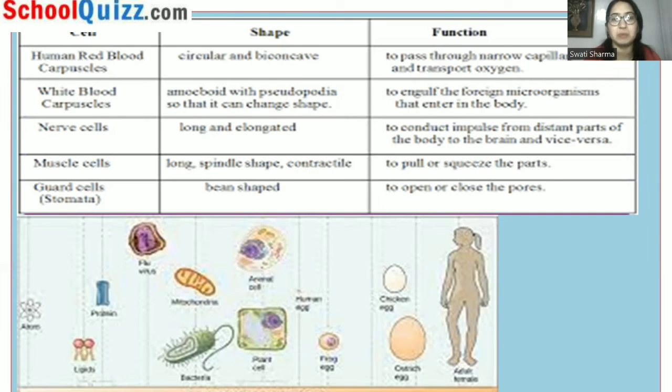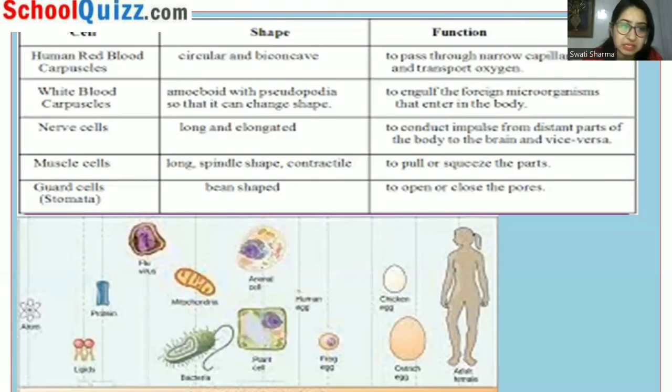Then come guard cells, which are found in plants, especially in stomata. They are bean shaped, like rajma, and they are involved in opening or closing the pores of the stomata. And we know that stomata are basically involved in the gaseous exchange in the plant. So all those functions are basically performed by stomata.